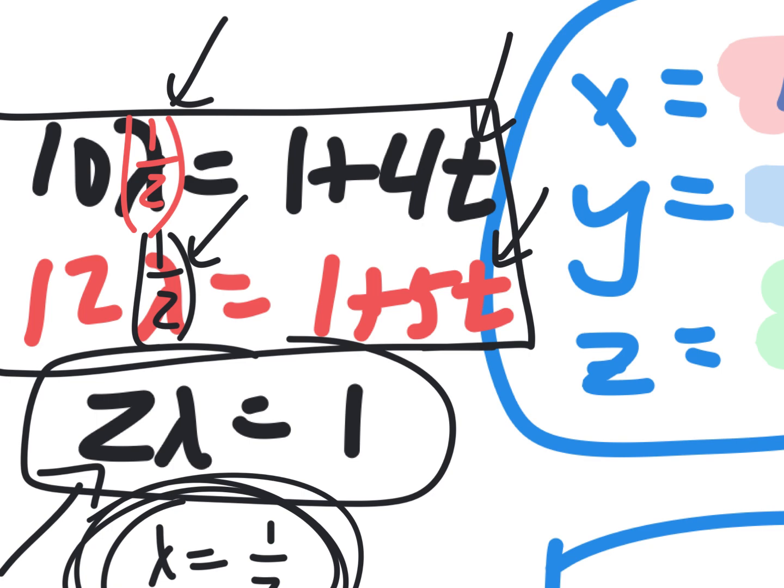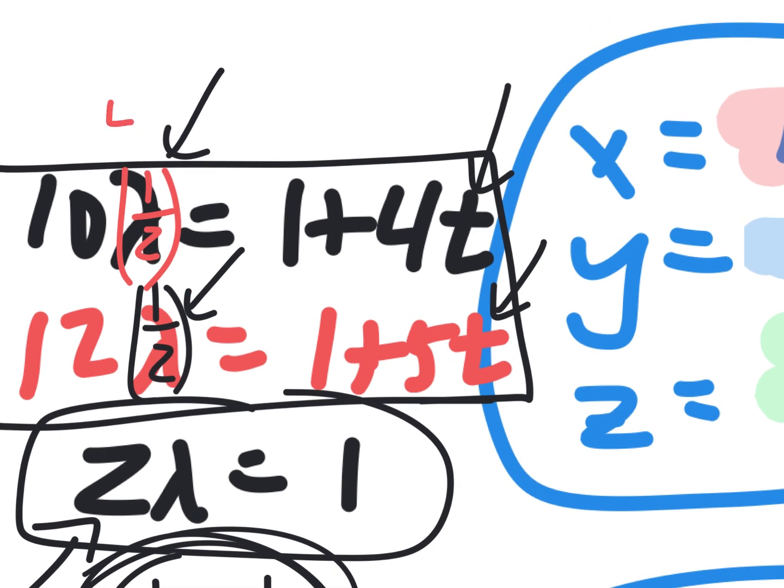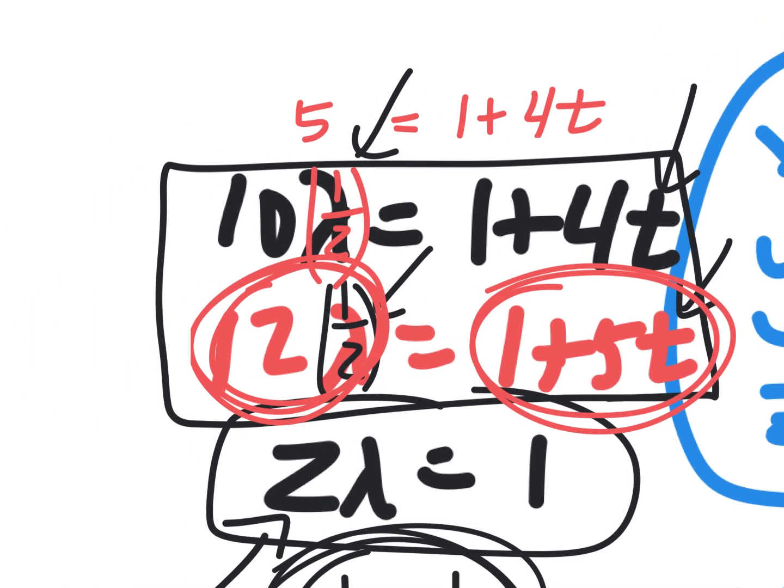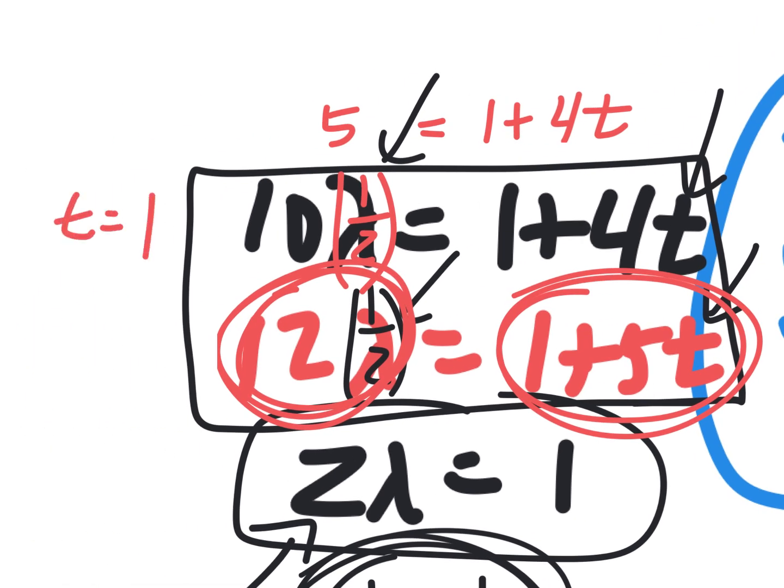And either way, I can solve it for t. In fact, I should really check and make sure they come out the same. So this one comes out to 5 equals 1 plus 4t, and that means t must be 1. Or this one comes out to 6 equals 1 plus 5t, t must be 1 again. Either way, t equals 1. So t equals 1 and lambda equals 1/2.